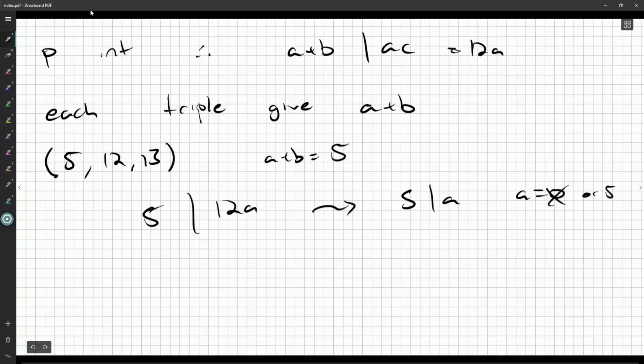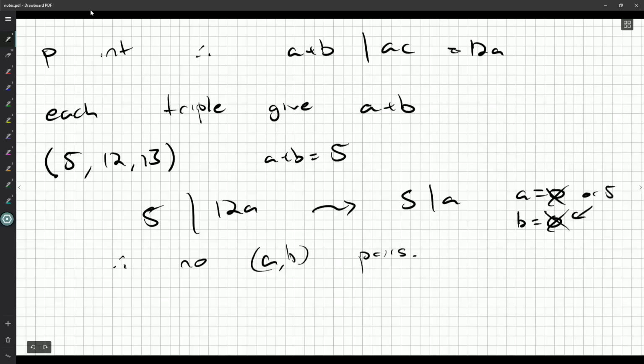Well, it can't be 0 because it's positive. And if it were 5, then b would be 0, and that can't happen either. So, let's say no ab pairs from here. Okay, you can't get a p-value that works. So, what else can we do?